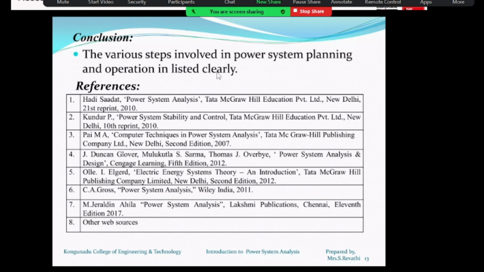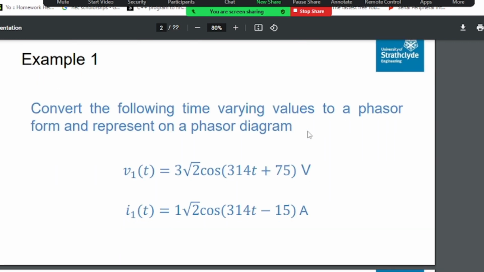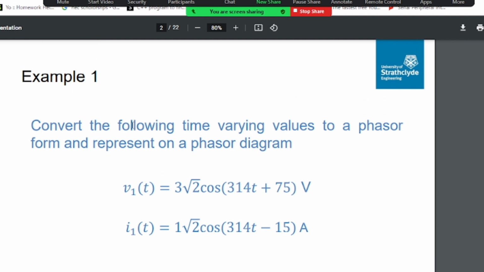These are some reference books that are used for power system analysis. This is the list of books that we can study in the power system analysis course, covering design, operation, and protection. That was the basic introduction of power system analysis from the slides. Example one.